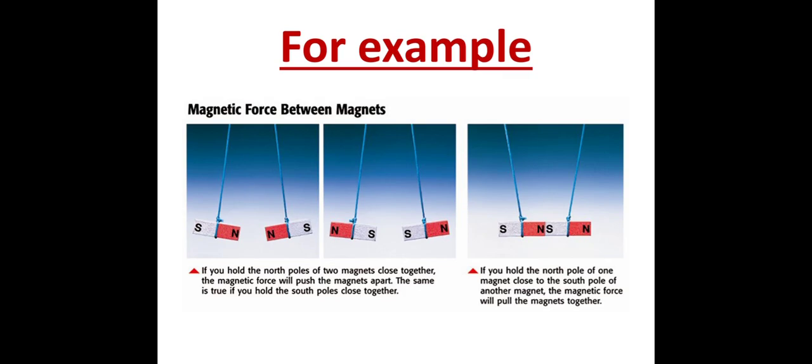This shows that if I hold two magnets and close the north pole of the first magnet to the north pole of the second magnet, or the south pole of the first magnet to the south pole of the second magnet, that is like poles, we can find that the magnetic force pushes the magnets apart, they repel. But if I hold the north pole of one magnet close to the south pole of the second magnet, the magnetic force between them will attract or pull the magnets together.